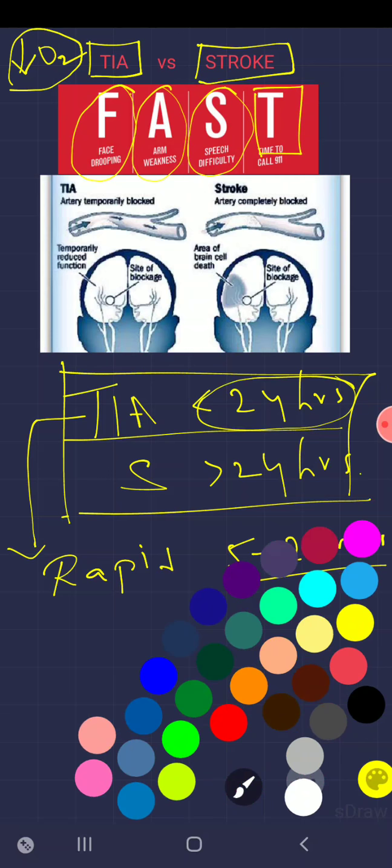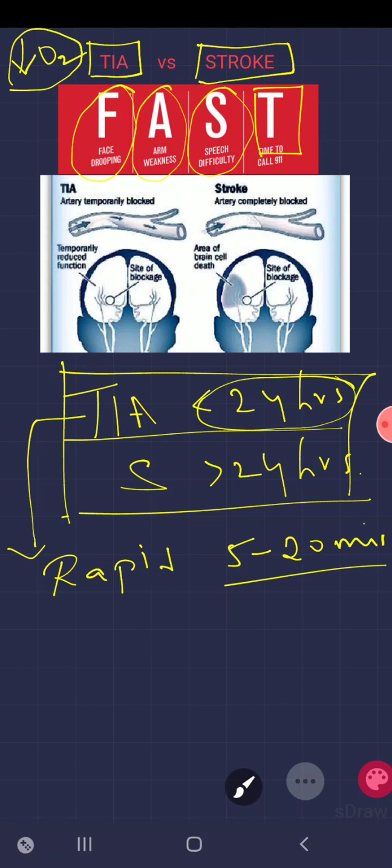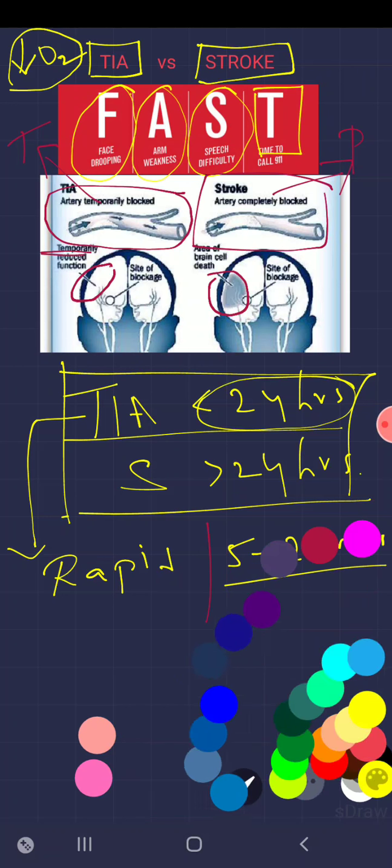In transient ischemic attack, as we see here, the artery supply to the brain is temporarily blocked. So this would cause a lesion. The site of blockage would cause a reduction in the brain's function, but that is only temporary. Whereas when you see stroke, the artery is completely blocked and it would cause a lot of destruction to the brain cells. So stroke is permanent, TIA is transient. This is the major difference that you need to know.